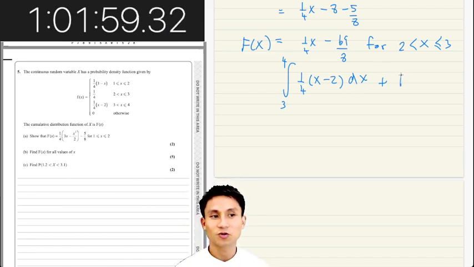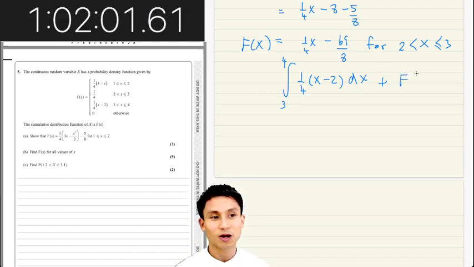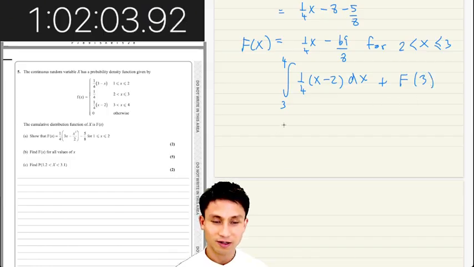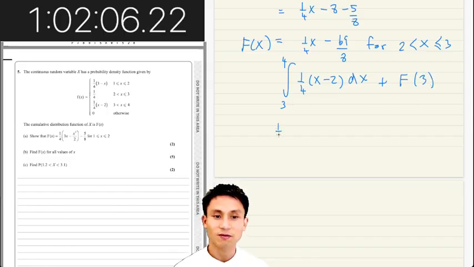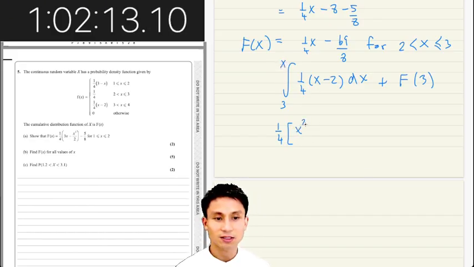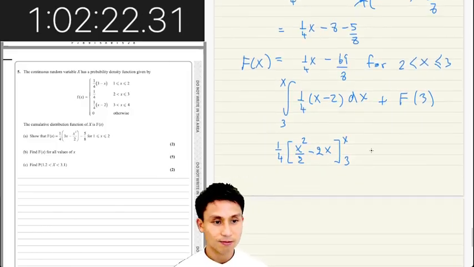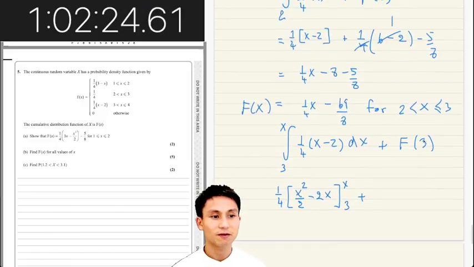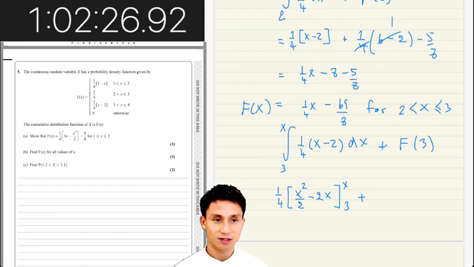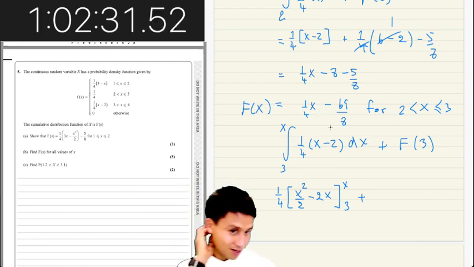So again, the previous part's upper bound is 3, so we're going to add f(3) in there. Okay, do the integration there, we have that, and oh sorry, this should be an x, right? And then integrating x, we get x squared over 2. Integrating minus 2, we get minus 2x. With x and 3 here, yeah? Okay.